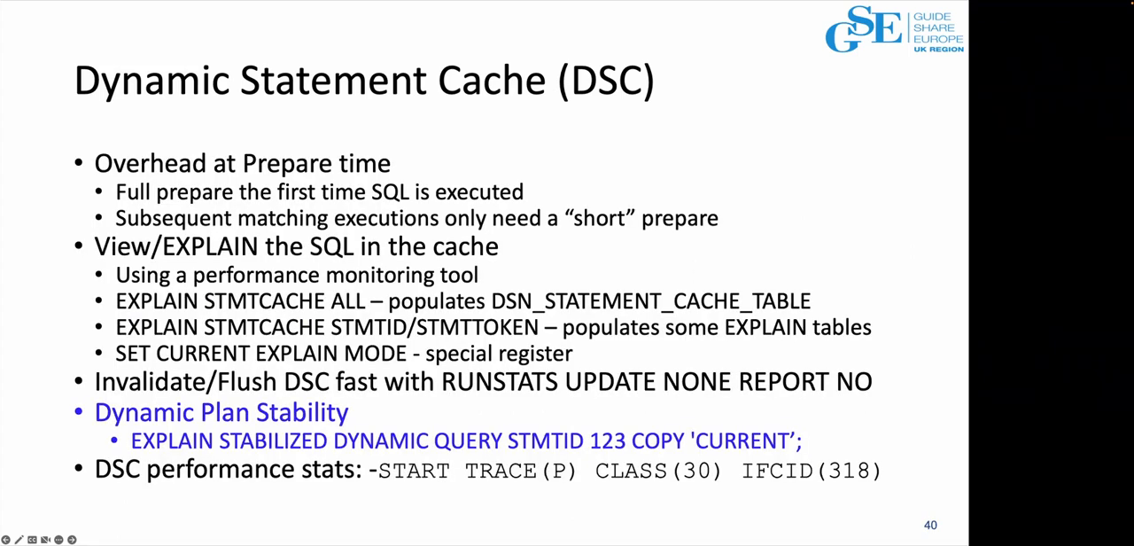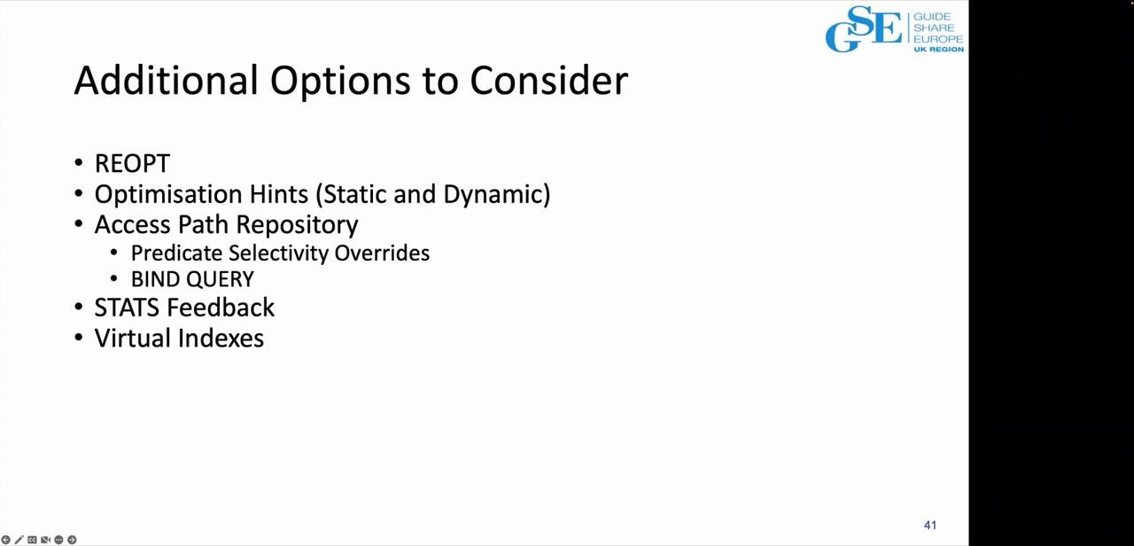The last thing I'm going to mention is dynamic statement plan stability, where we can stabilize the access paths of dynamic SQL, which can be really useful. You need to set a ZPARM to enable this and then run this explain statement. It's a cool feature from DB2 12. So I guess it's not new, but it's still cool. A few more options to consider if you need to do some fudging. Time check. I'll go through some of these now.